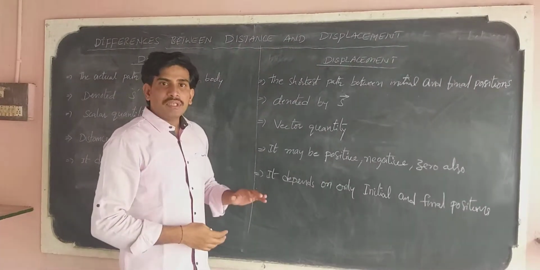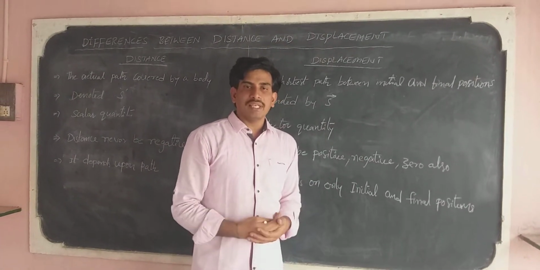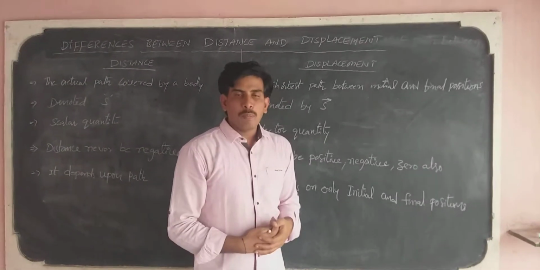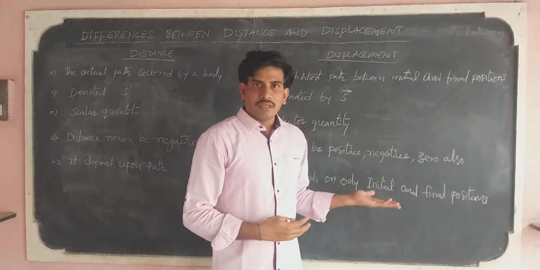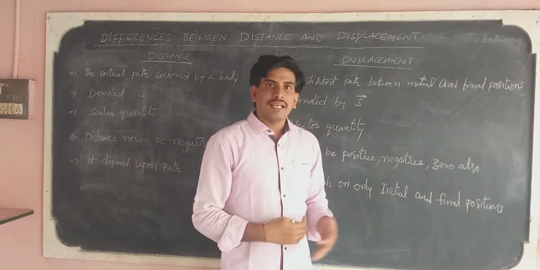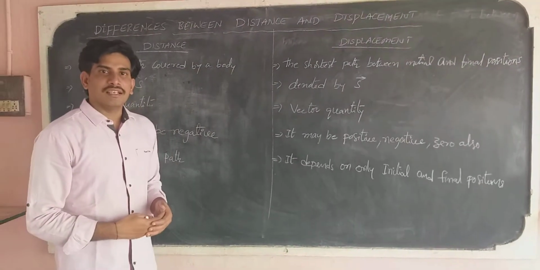Very similarly, sometimes they will ask what the similarities are also. Similarities means you can say these points: distance and displacement both measure length only, and the SI unit for both distance and displacement is meter. So these two you can write as similarities, and the remaining ones are the differences between distance and displacement.